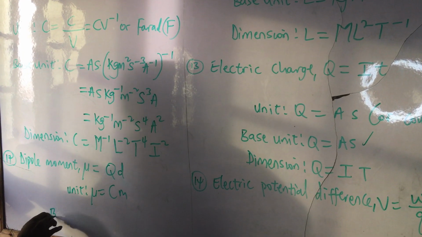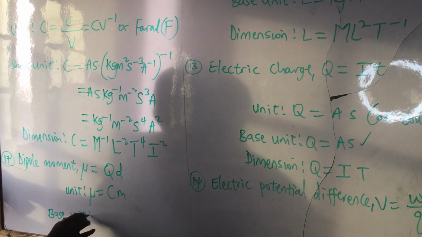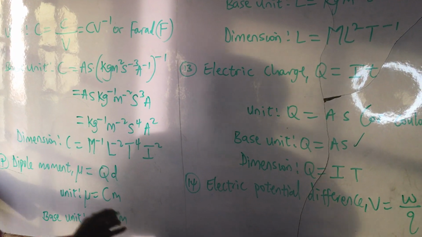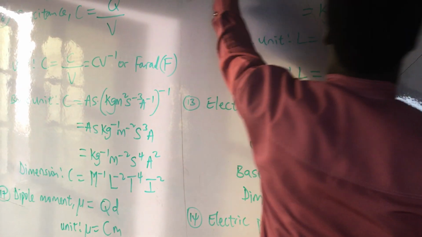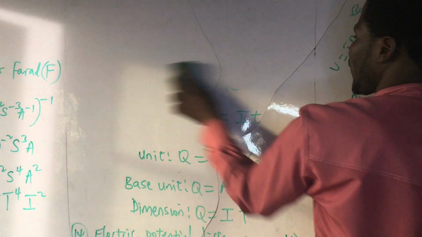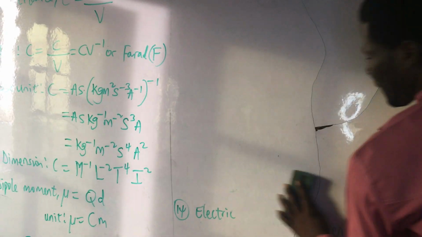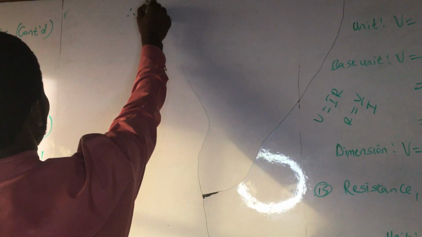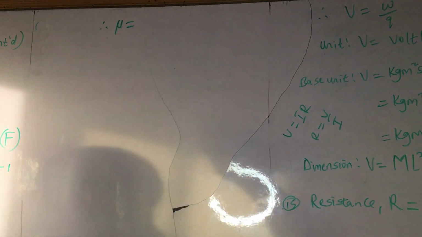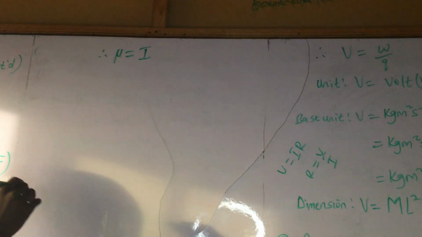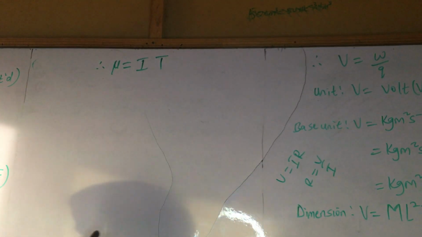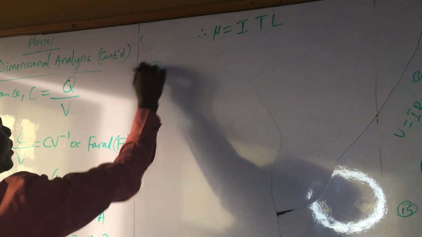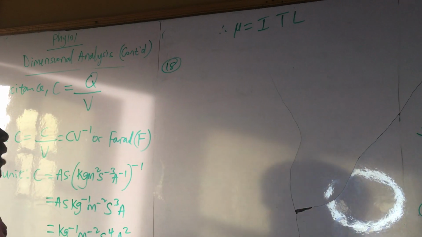Then for the base unit, base unit of coulomb is AS, ampere second, then M. Let's turn that to dimension. So we have dimension of ampere, capital letter I, second, capital letter T, meter, capital letter L, becomes dipole moment. Okay? Let's look at another one, another quantity.